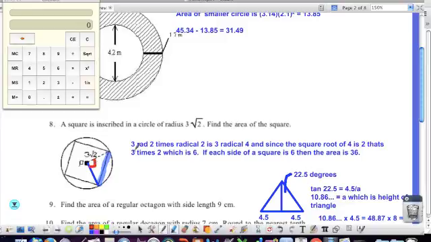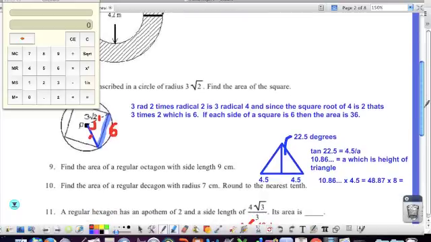So on a 45, 45, 90, we take the length of one of the legs, which is 3 radical 2, because these legs are congruent, and we multiply it by radical 2. So in this case, we have 3 radical 2 times radical 2, which gives us 3 radical 4. And since the square root of 4 is 2, that is 3 times 2, which is 6. So this side length is 6. If this side length is 6, 6 squared for a square is 36. The area is 36.